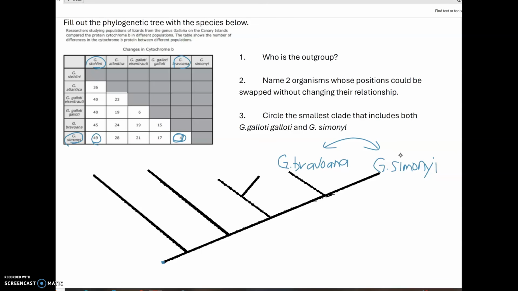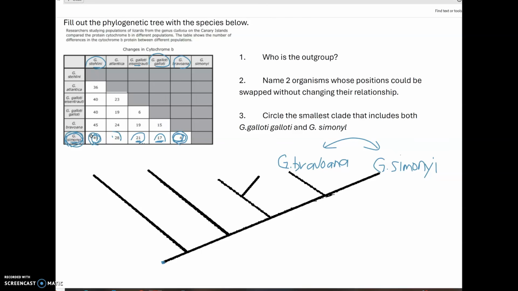Now what we want to do is we want to figure out what would come next. So if we look at, let's say, this one, Simoni, and we know it only has 4 differences, what's the next thing it has differences from? And I see that it's got 17 differences from G. galati, and it's got 21 differences from G. galati eisentraudi. So I would assume these are going to come next. It has a lot more differences from Atlantica, and it has the most differences from Stellini, right?